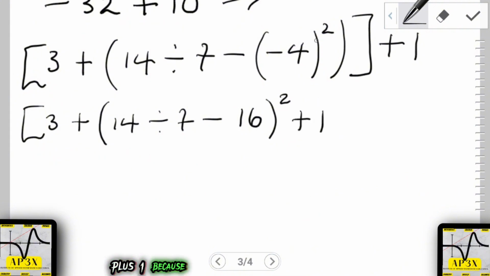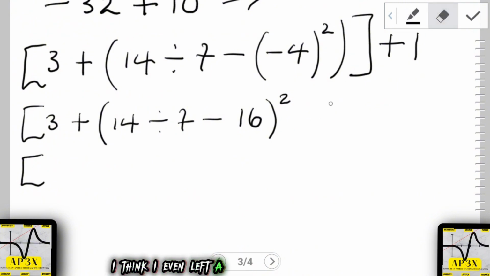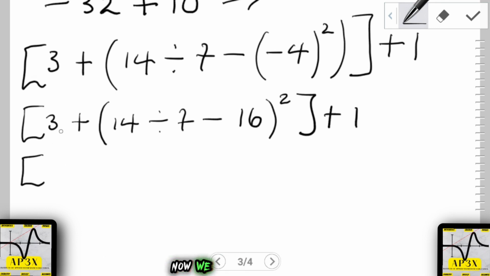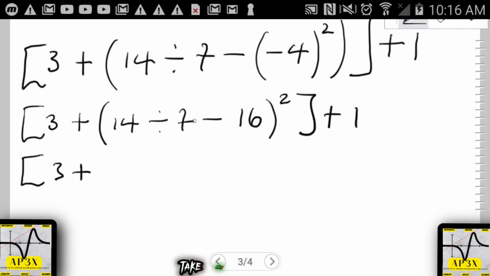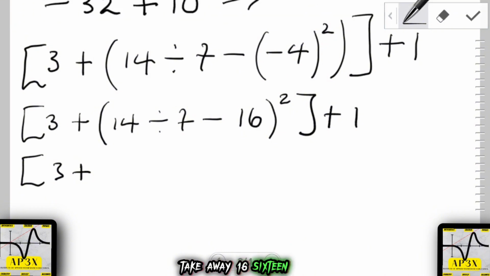plus 1, because this inner bracket now is gone and we're left with this outer bracket here, here, and here. Okay, now we're still within the inner bracket here. Okay, I think I even left out a bracket here. Okay, plus 1. So now we have 3 plus, and we have 14 divided by 7, take away 16. So 14 divided by 7 is in fact 2, take away 16.